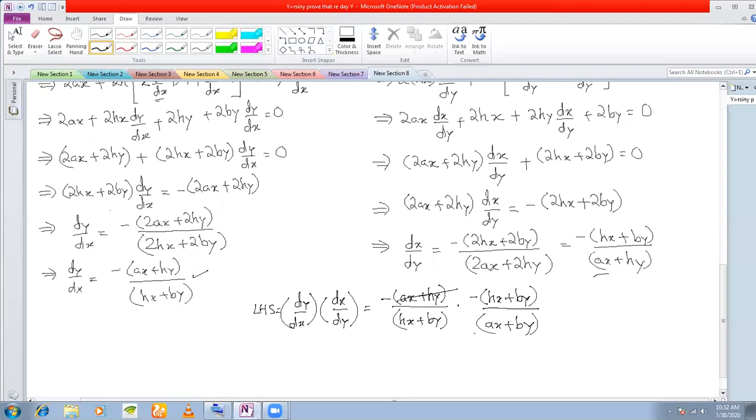See, this and this will cancel. This and this will cancel. You're simply left with minus 1 into minus 1, which is plus 1, which is equal to your RHS. Proved. Clear? Yes, sir. So let's move to the next one.